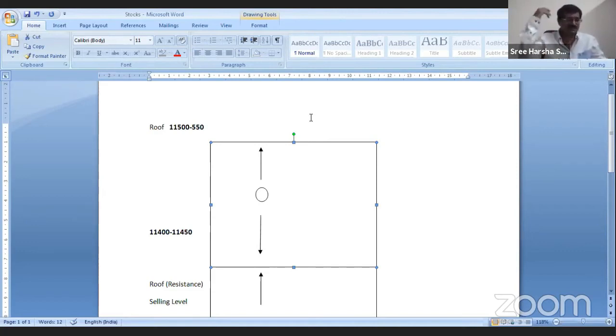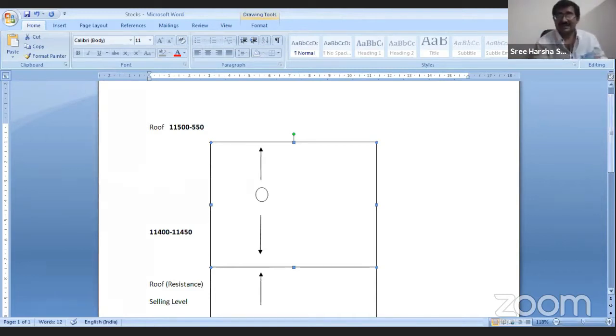Just type in, guys, so that it becomes clearer for people who have not understood. If you have understood this, just type in that you are super clear on this. So let's be very, very clear on this. When the resistance gets broken, resistance becomes support. When the support gets broken, support becomes resistance.